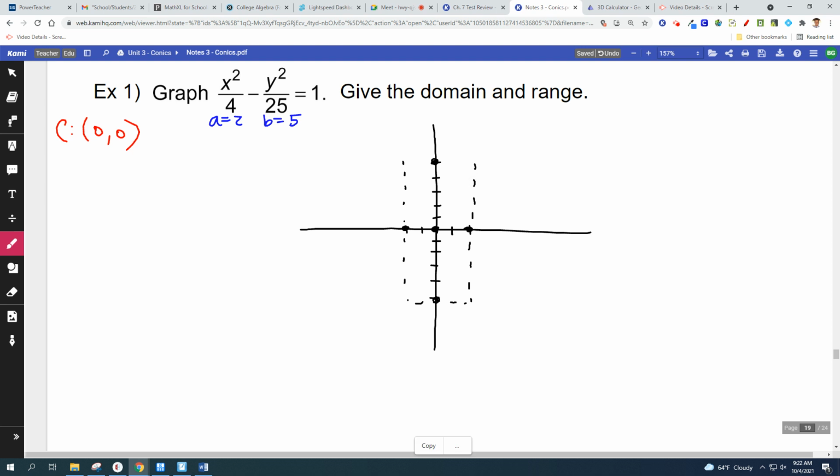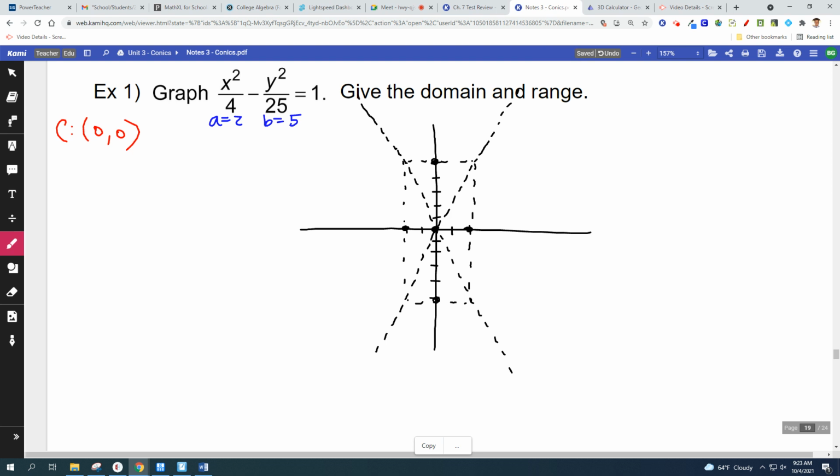The box doesn't really do anything for me other than it shows me the corner points, and it's going to be easier to draw my asymptotes through those corner points. If I didn't have those corner points, it would be a lot harder to do. So asymptotes are going to go from corner through the center to the other corner. Okay.